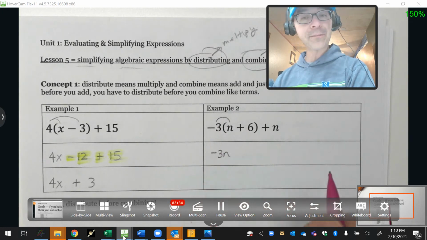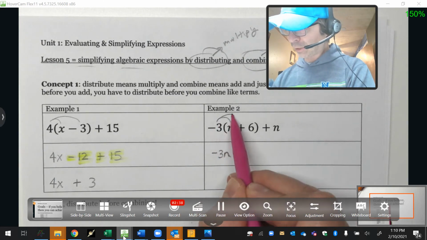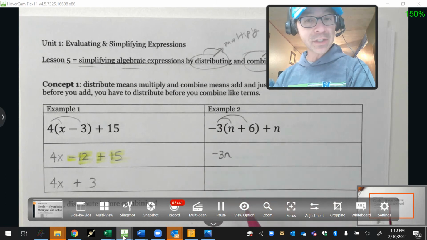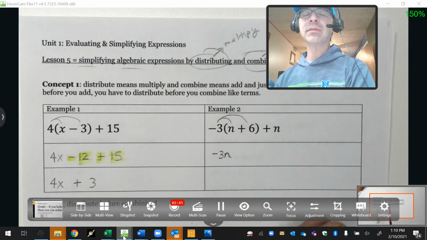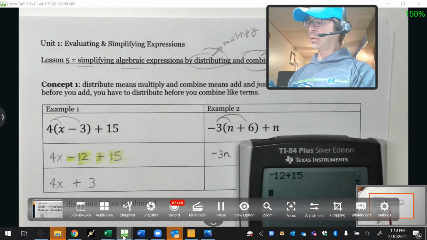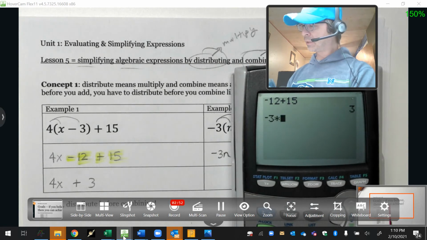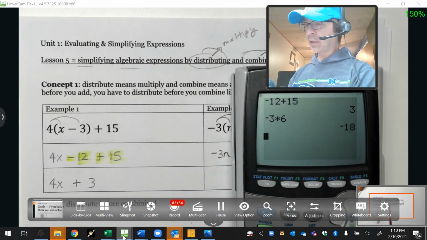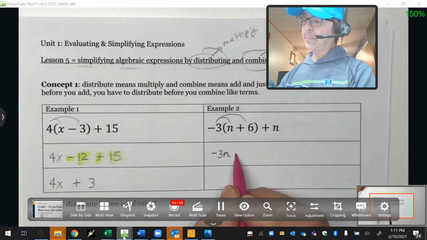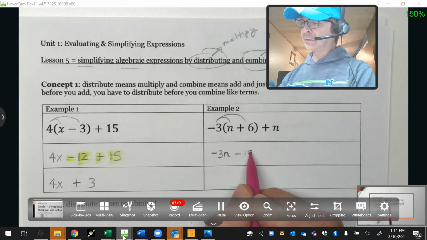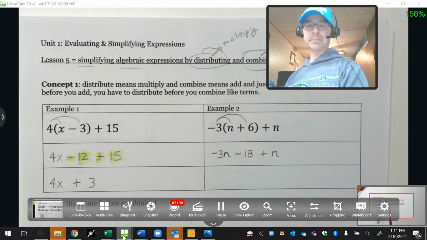This is where things get funky. Negative 3 times positive 6. You have to think of that as a positive 6. I'm going to check it on the calculator. Negative 3 times positive 6. Bam! Negative 18. So I'm going to write minus 18. And then you're going to bring down that plus n right there.